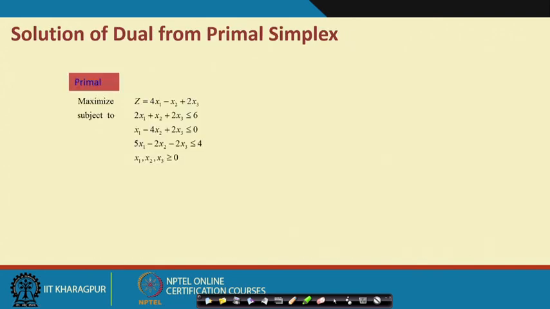So, the solution of the dual from the primal simplex: we start with maximizing an objective function with less-than-type constraints, three of them, and then the typical structure will be like this. Corresponding to the dual simplex structure, you can make the adjustment and again look for the optimal solution. The typical iterative process is more or less the same. The only difference is the choice of the incoming and outgoing vectors.